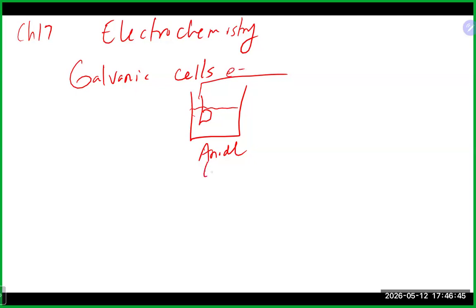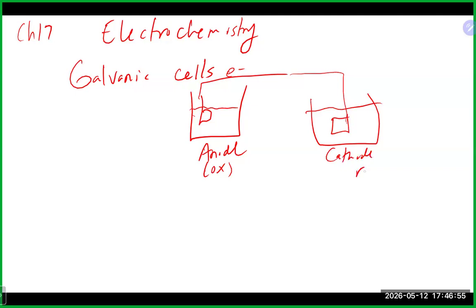So electrons go off that way, and it goes off to the other side where we have our cathode and reduction occurs. We have a salt bridge that typically bridges both of our compartments here in our galvanic cell.